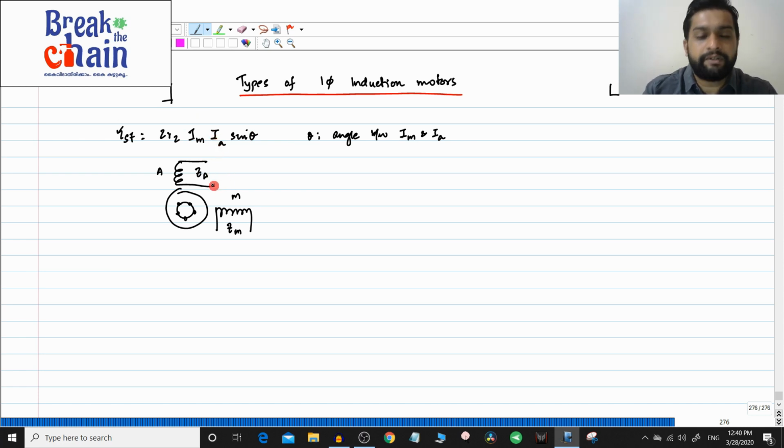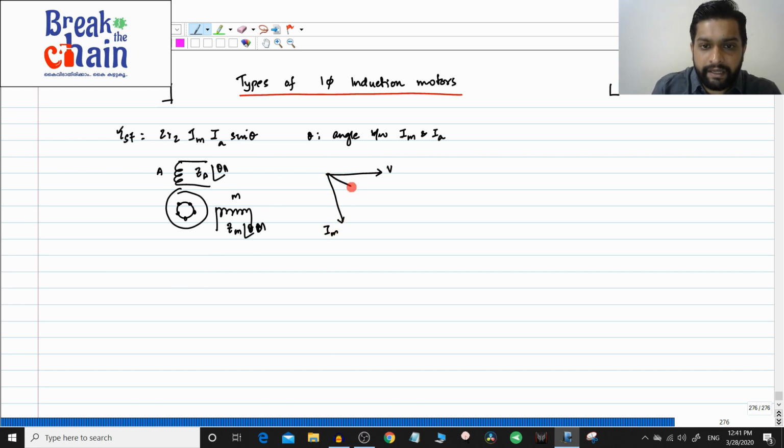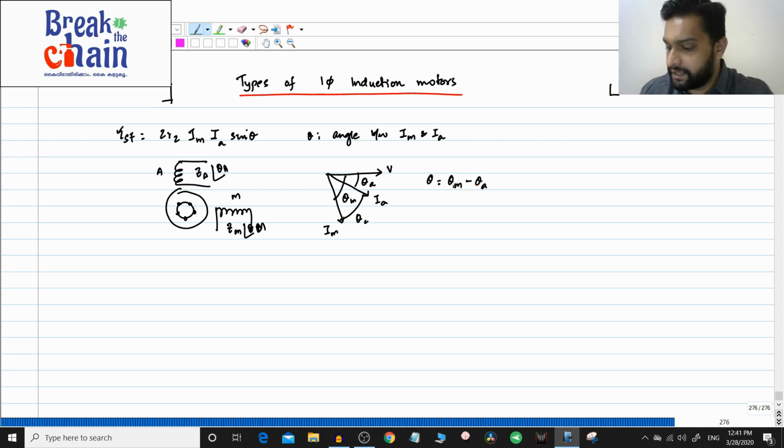That means what I am trying to tell here is that this ZA and Zm, that is the total impedance of the auxiliary winding and the total impedance of the main winding, should be such that they have a phase difference like this. For example, this is the voltage phasor, so Im should be somewhere here, and Ia can be somewhere like this. So this is your theta A, this is your theta M. The angle between these two is theta. So in this particular case, theta is equal to theta M minus theta A.